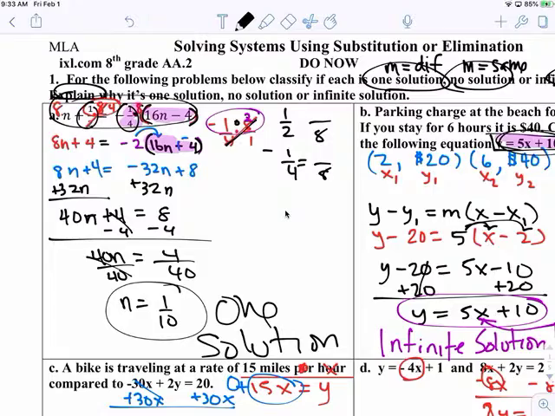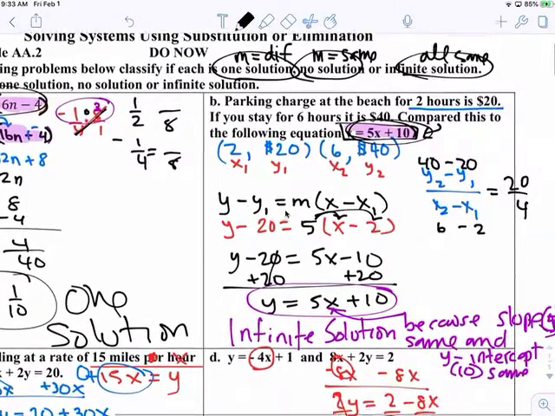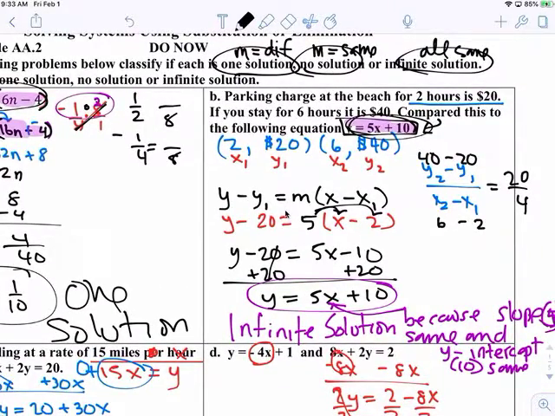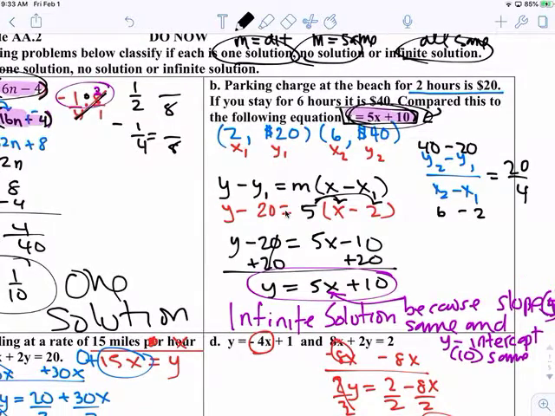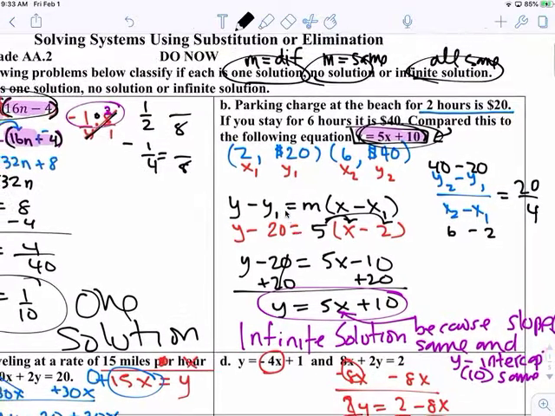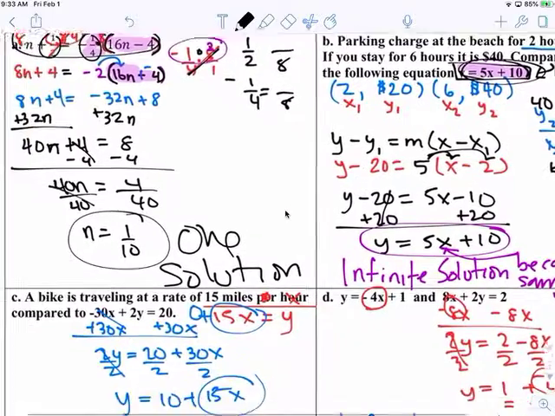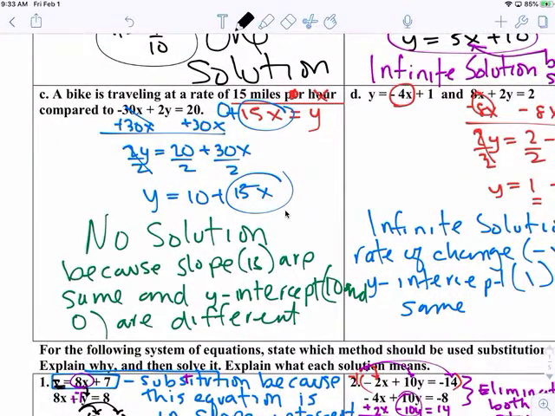It's one solution, okay? And here we did point slope, infinite solution because the slope and the y-intercept are the same, because you need to explain. Okay, I'm going to look for that on Monday. Make sure you guys do that.